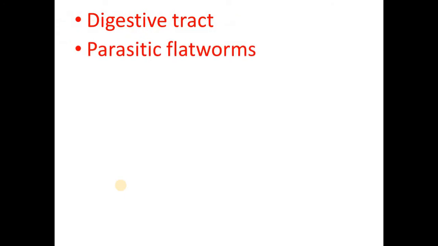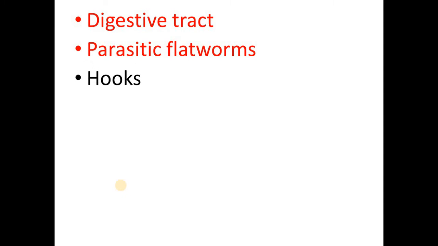If we talk about the digestive tract, in Platyhelminthes it has only a single opening to the outside of the body that serves both as mouth and anus, hence it is incomplete. Digestive tract is absent in tapeworms. Parasitic flatworms have special adaptations in their body to obtain nutrition from their host, which are discussed in the following topics one by one.